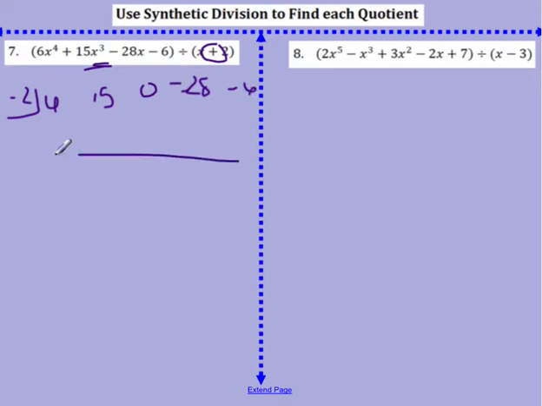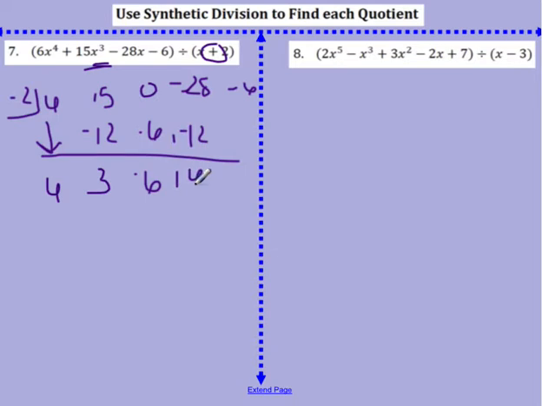Okay, so let's go ahead and simplify this out. So we're going to bring down the 6. 6 times negative 2 is negative 12. 15 minus 12 is 3. 3 times negative 2 is negative 6. 0 plus negative 6 is negative 6. Negative 6 times negative 2 is positive 12. 28 minus 12 is going to give me 16.